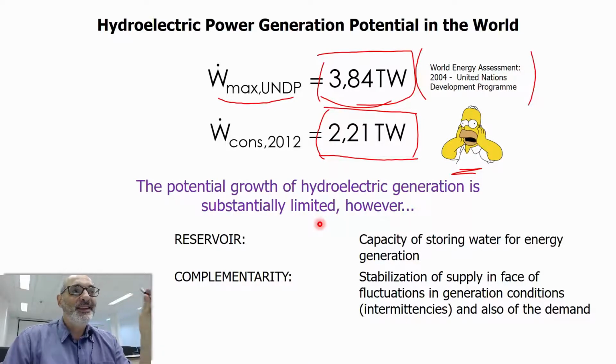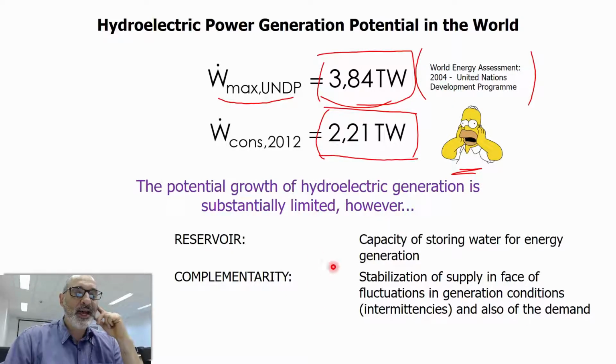However, they will play a very important role because of these two points. First, the reservoir, the capacity of storing water for energy generation. It's a very efficient and cheap way of storing energy as water in the reservoir. And another point is its complementarity with other sources of energy, especially the intermittent ones. This is for stabilization of supply in face of fluctuations in generation conditions, especially for those sources that are intermittent, wind power, photovoltaics, and so on, and also fluctuations in demand.